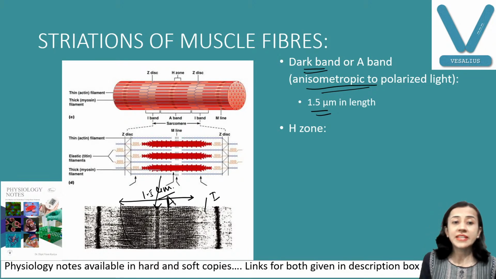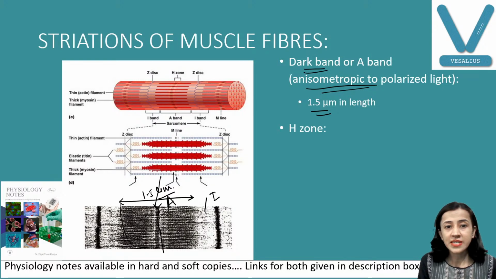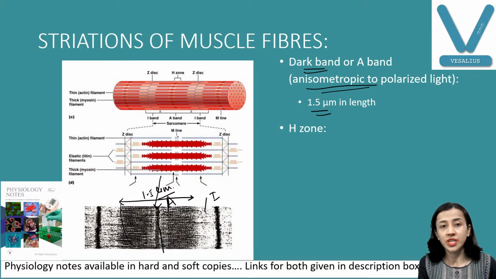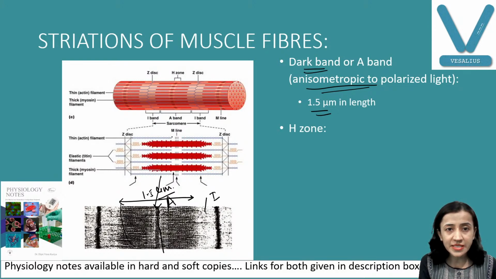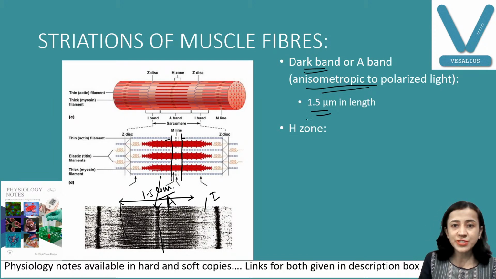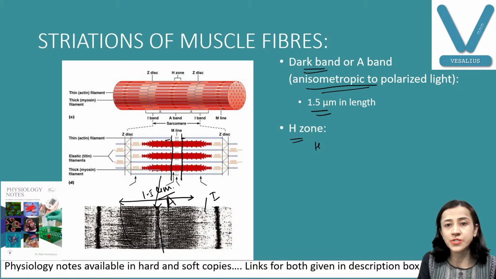Okay, and in the center of the A band, you can see here this one, there is your M line, and in the center of the M line there is the H zone. In the center of the A band there is a lighter H zone. Here you can see why it is lighter, this part: because there is only myosin filament, no actin filaments are there. So this is the light one. Fine. And H stands for Hensen's zone.